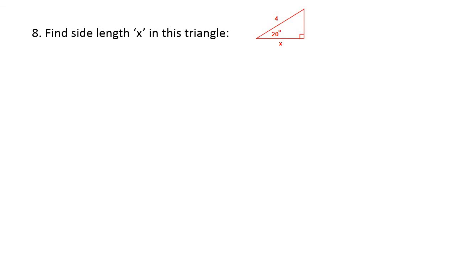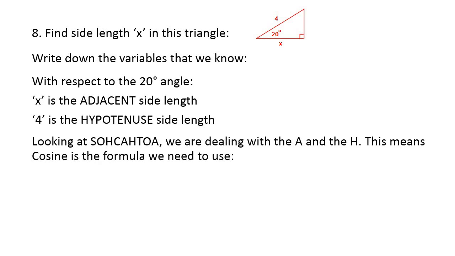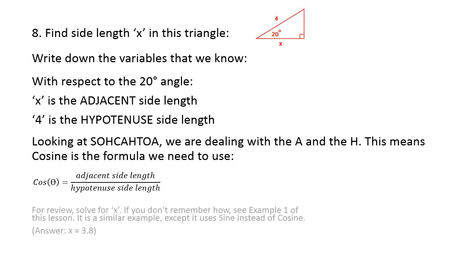And example 8, find side length x in this triangle. This is a right triangle. I'm explicitly showing that there's a little square at the bottom right-hand side there. That means that's a 90-degree angle. Let's write down the variables that we know. With respect to the 20-degree angle, x is the adjacent side length, 4 is the hypotenuse side length. So looking at SOHCAHTOA, which of them have A and H? It is the C that is linked to the A and H. What's C again? That's the cosine. So we'll use the cosine to solve this question very quickly.